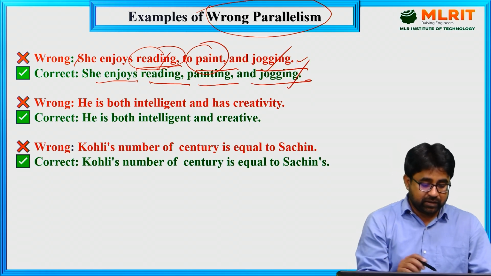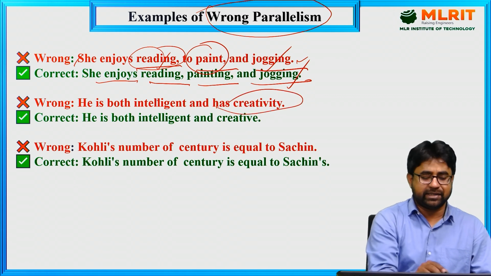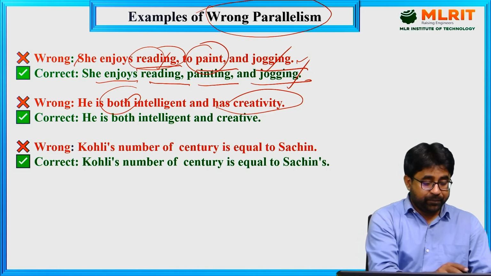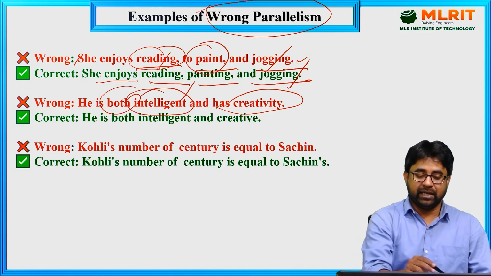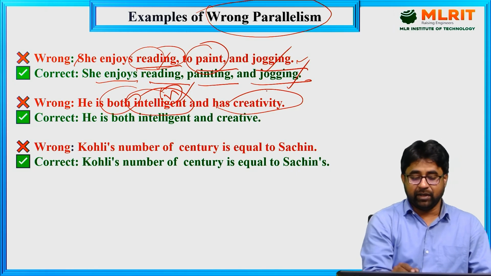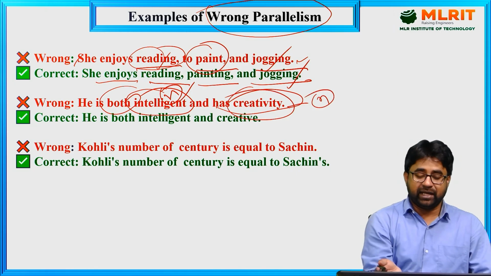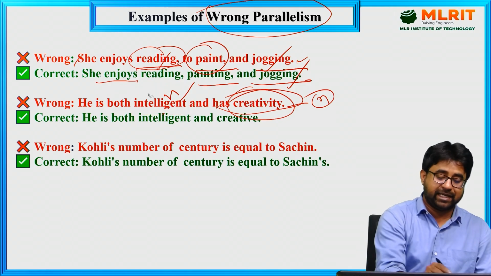Fine. Next one, he is both intelligent and has creativity. Now it's about the problem with noun and adjective form. He is both intelligent. So I am using an adjective, but then has creativity is a noun. Now, either both the parts should be nouns or both the parts should be adjectives.